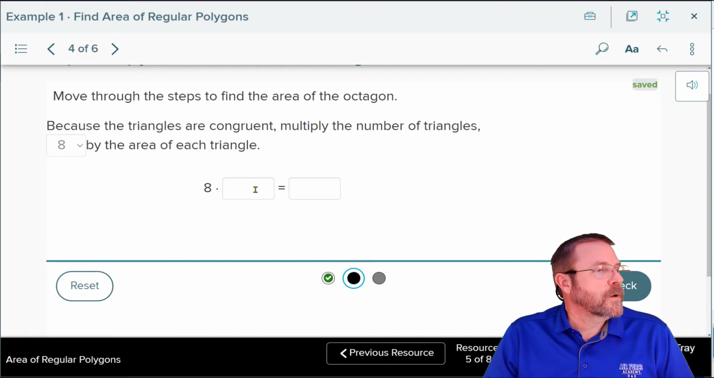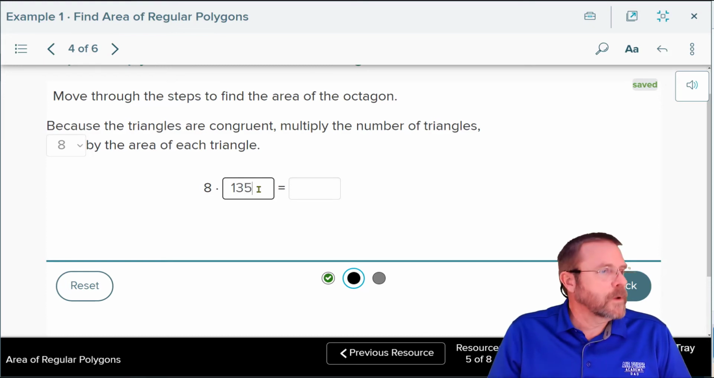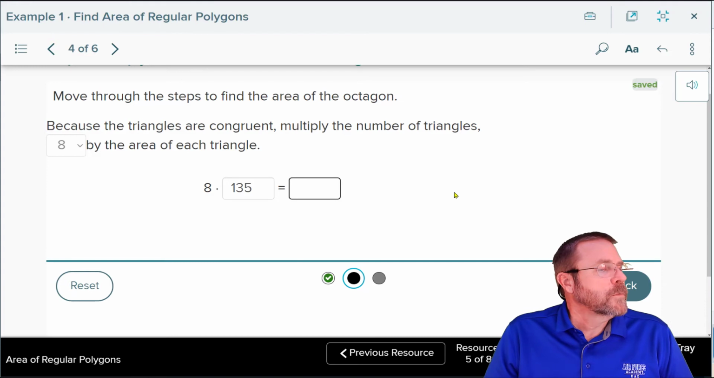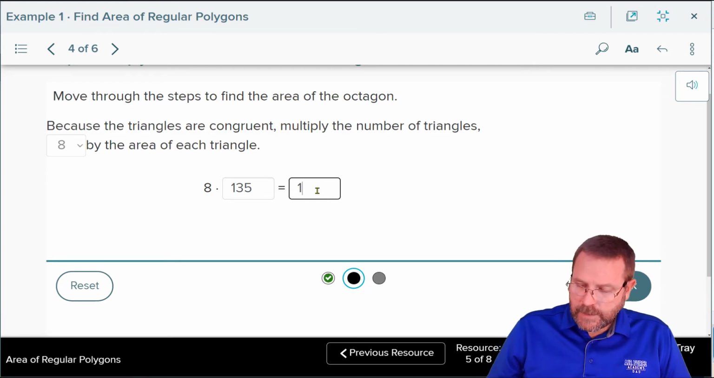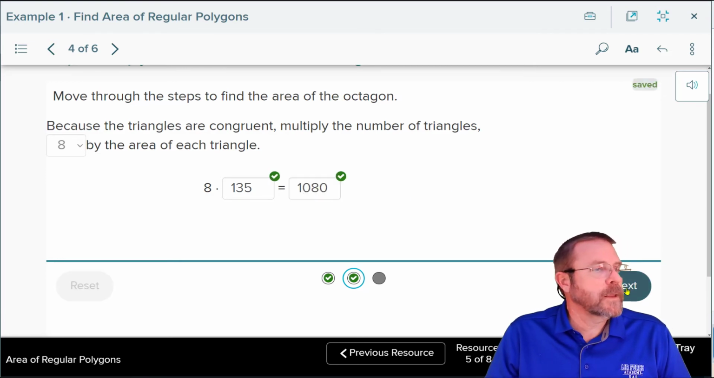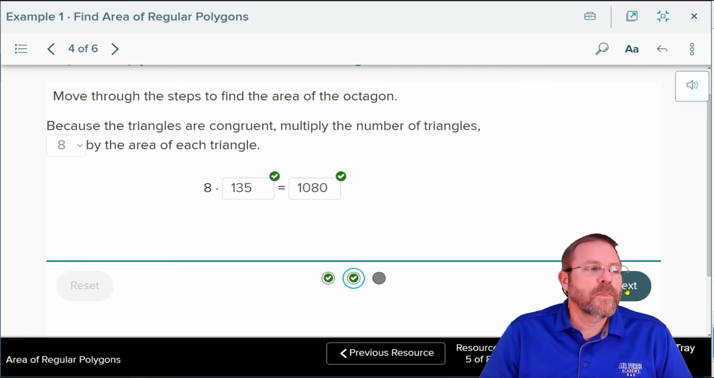That means that from here we're going to say 8 times each triangle was 135. I don't know why I keep getting a decimal there. There you go. 135, which is going to give me 800 plus 240 is going to be 1040, plus another 40 is going to be 1080. Yes, I actually just did that in my head. And so the area of the entire stop sign is going to be 1080 inches squared.